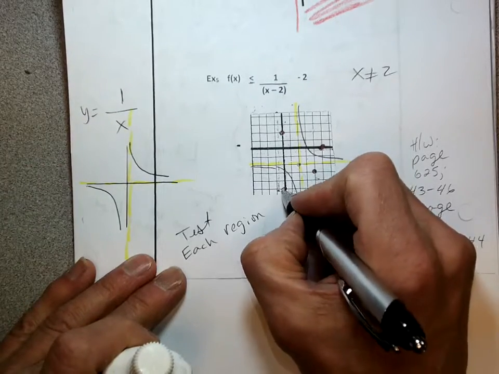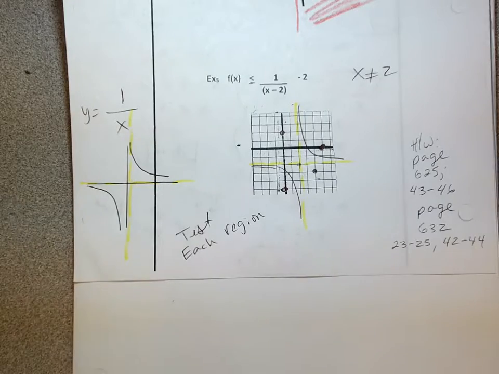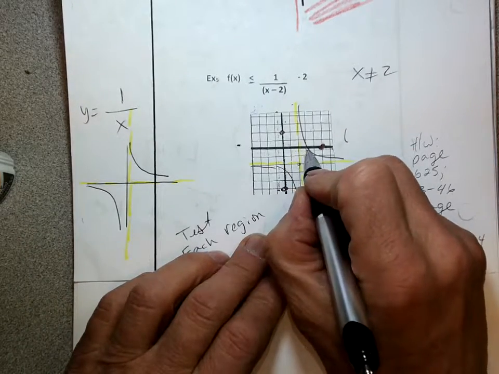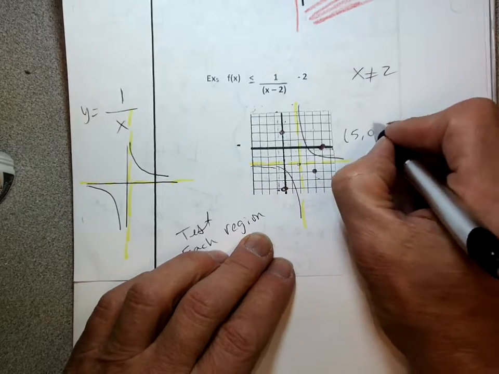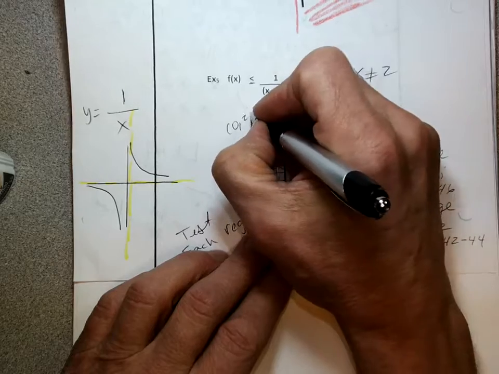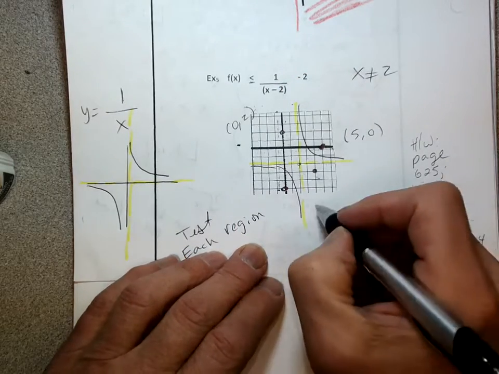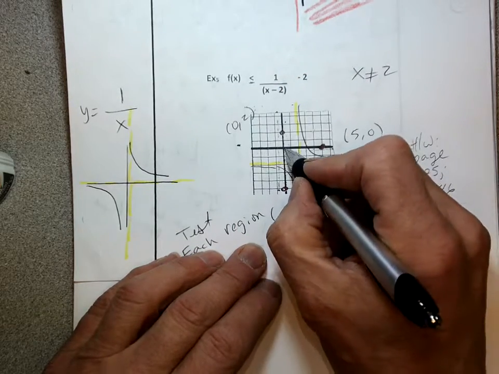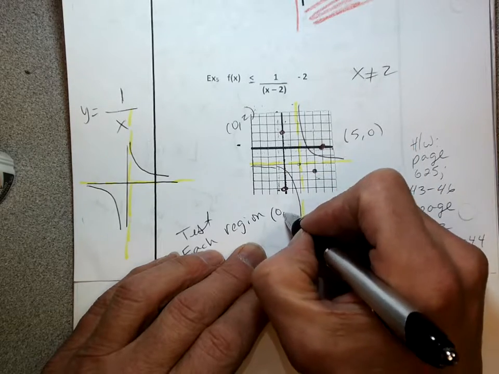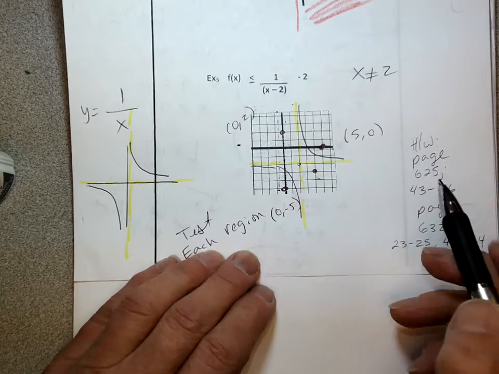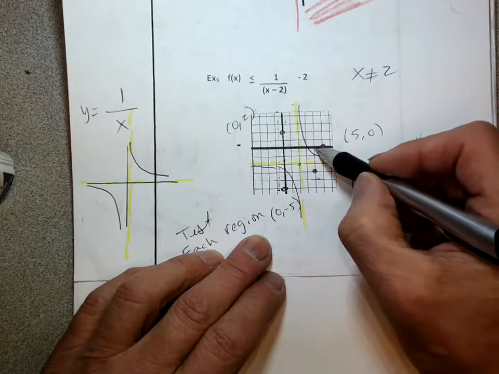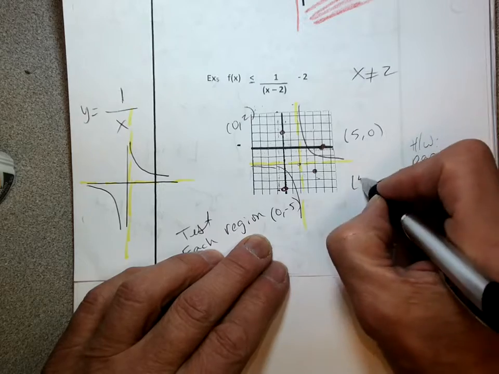Let me pick this point here. Okay, so we test all these regions. This is the point at 5, 0. This is at the point 0, 2. This is at the point 0, negative 5. And this one is at the point 4, negative 3.